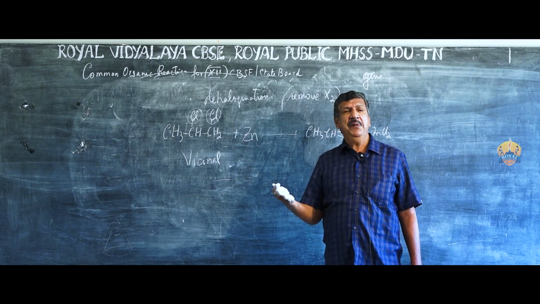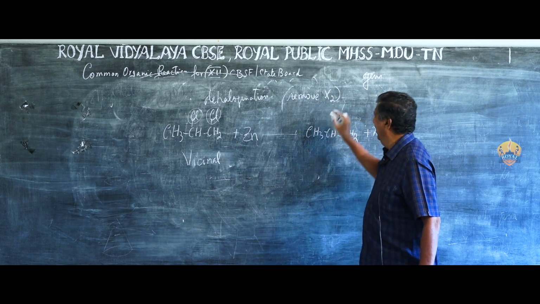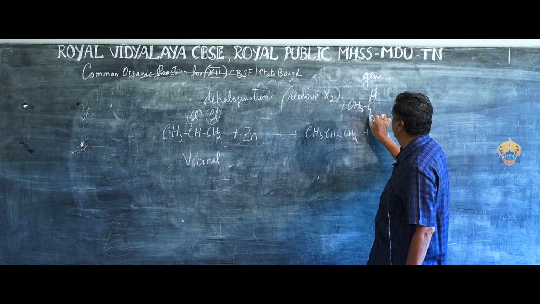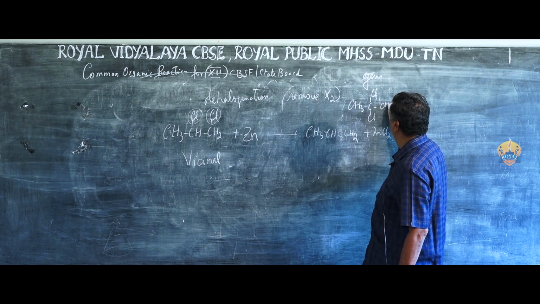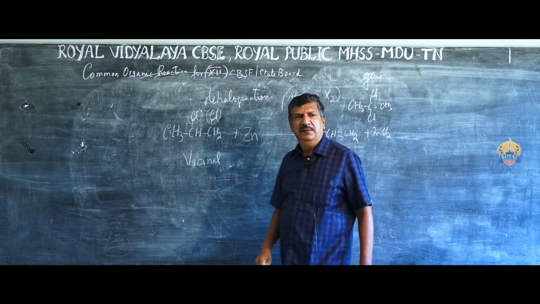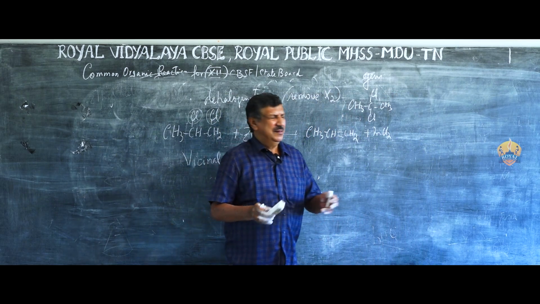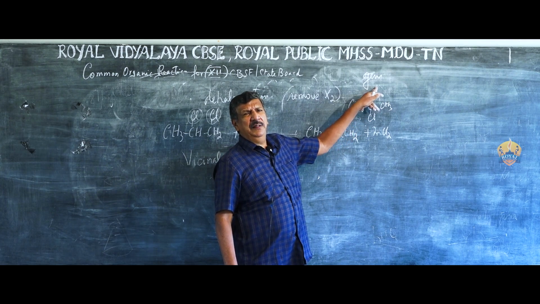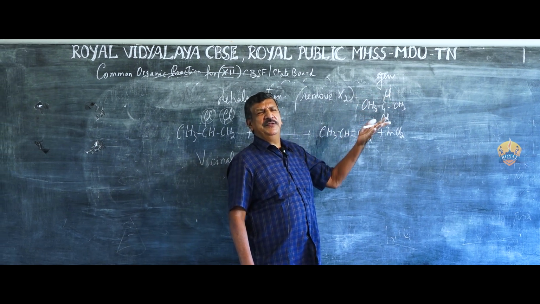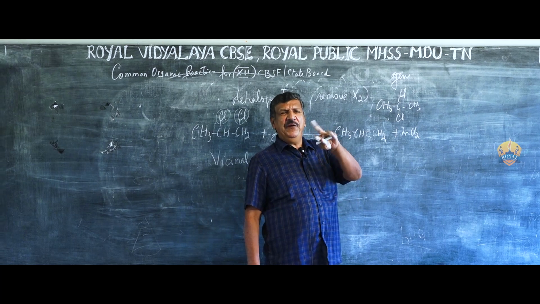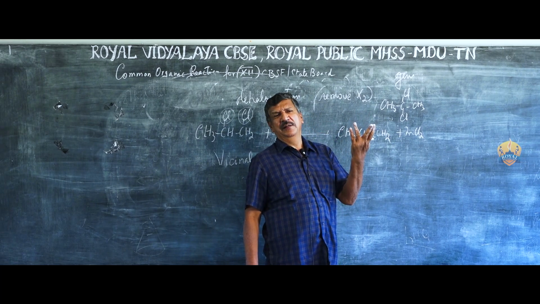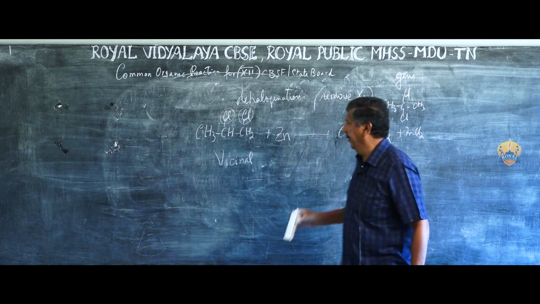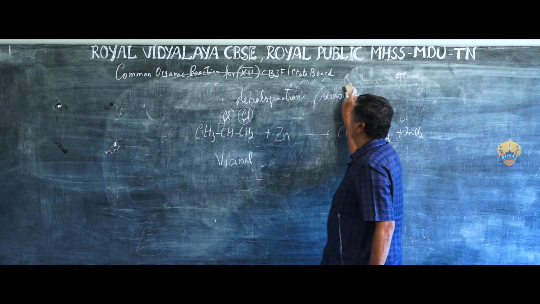What do you mean by gem halides? This is a gem halide, like this. You can watch here. What are gem halides? Sir, the same carbon having the 2 halides are called gem halides. Different carbons means vicinal. Same carbon means gem halides. Okay. Next one.